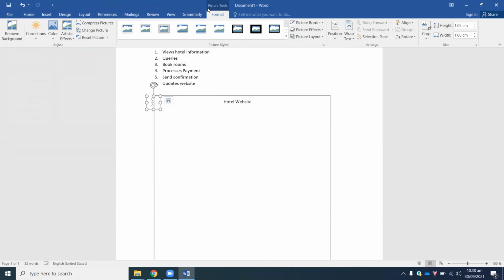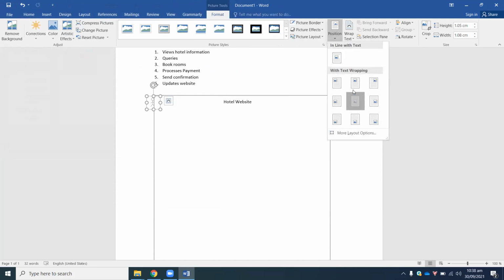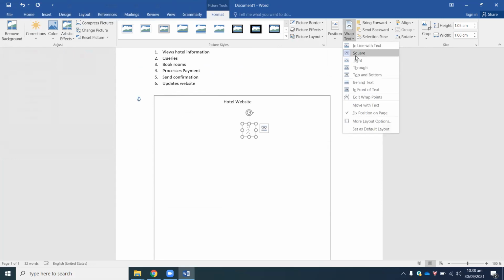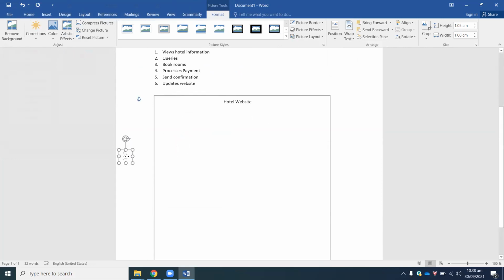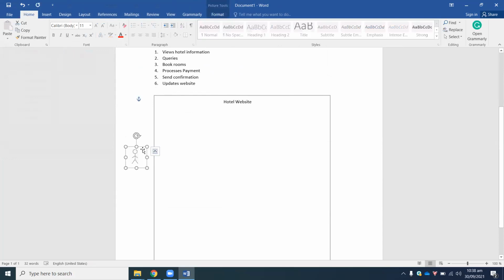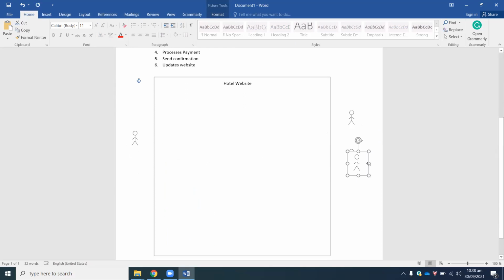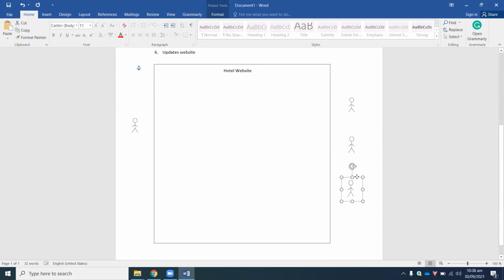To pull it across: format, position, centered, and wrap text should be square. That will make it easy for me to move it around. So this is my actor. I need 4 of these, so Control C, Control V to paste. That's the second one, and then the third one, and then the fourth one.